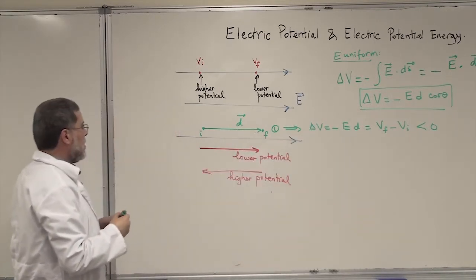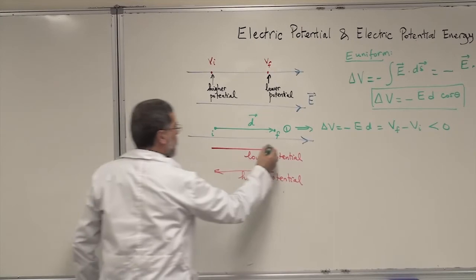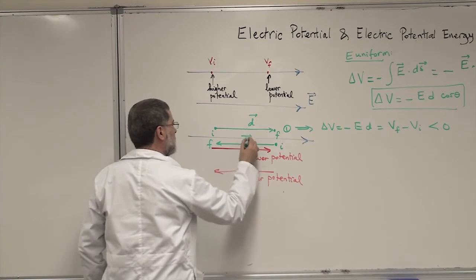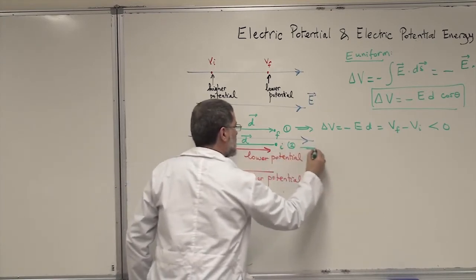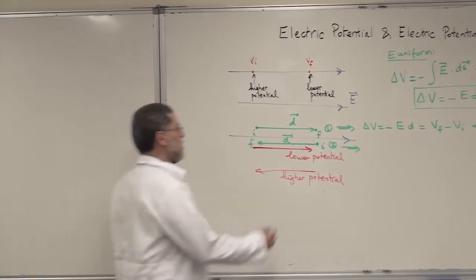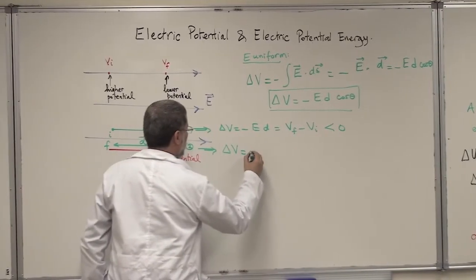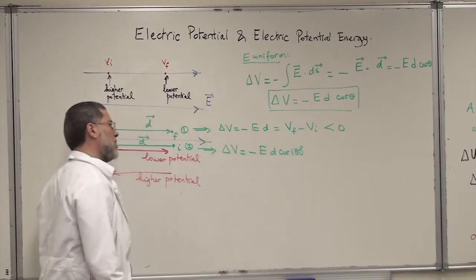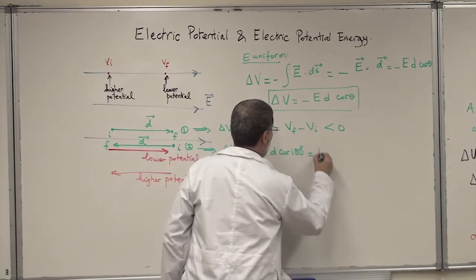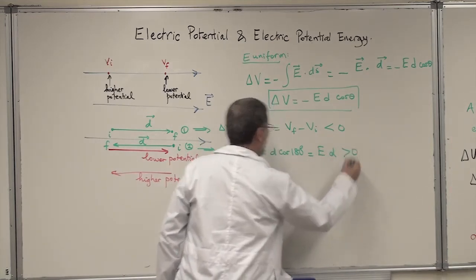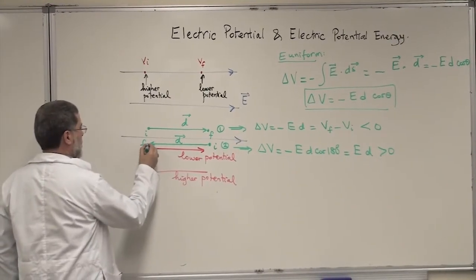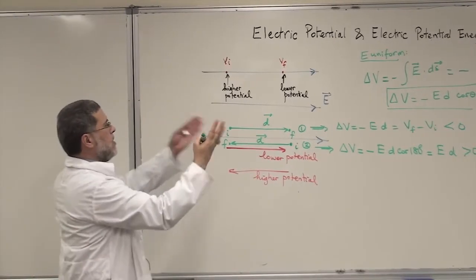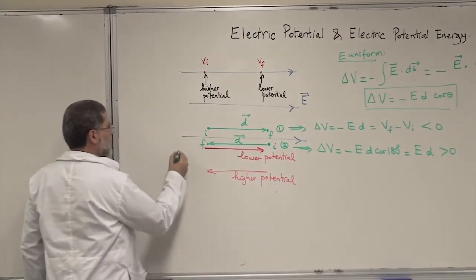Now, imagine I'm going to move from this point, initial, to this point here, final. And this is my displacement. This is case number 2. Let's see how much delta V will be in this case. And you are expecting, of course, that it will be minus E d cosine what? 180. And cosine 180 is what? It is minus 1. With minus 1, it gives you E times d, and this is positive. Of course, the potential at this point is higher than the potential here. Higher potential, lower potential. You can see it from this equation. It's clear now.